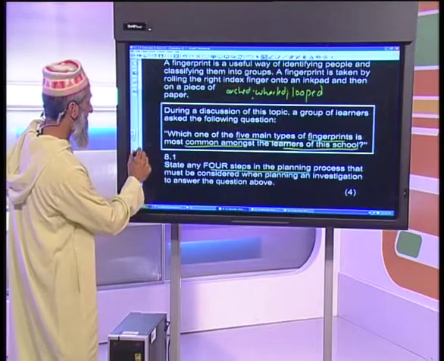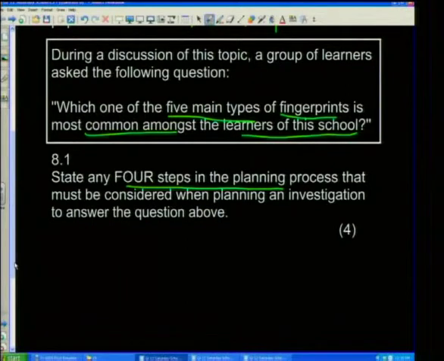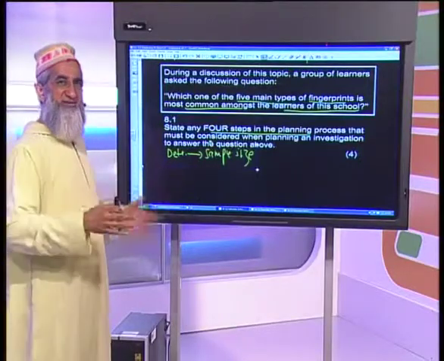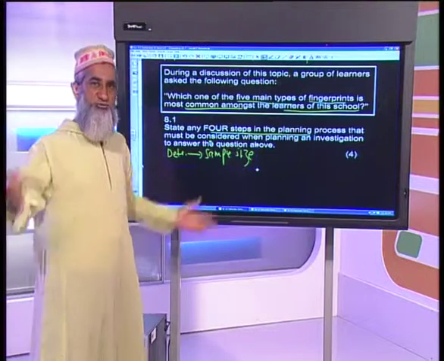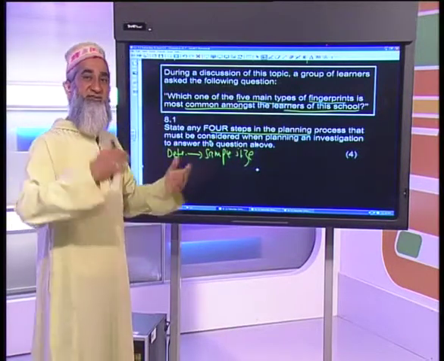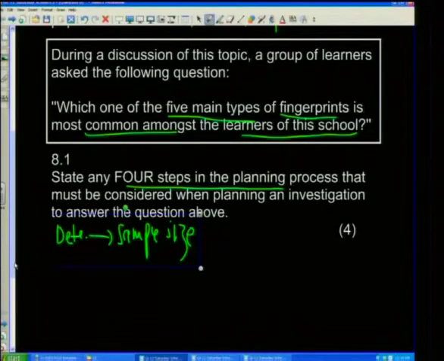So in this one here, obviously we're dealing with learners at a school. So first of all, we must determine the sample size. Putting it in scientific terms now. In other words, what we're saying here, guys, is how many people are we going to investigate? Are we going to investigate the whole school? Are we going to investigate only the grade 12 learners? Etc., etc. So we must determine the sample size.